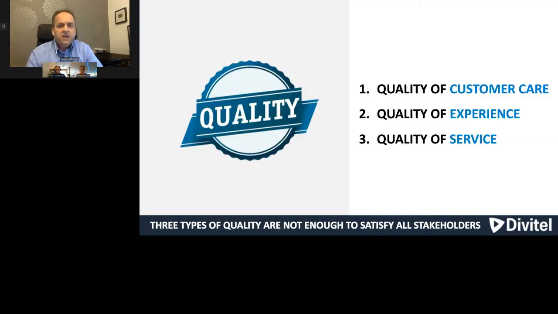The quality of any video service can be evaluated by practically three dimensions. The first one is the quality of customer care, the second is the quality of experience, and the third is the quality of service. The quality of customer care is the area where a lot of perceptual value can be gained or lost. In theory, the information that is generated from the CRM or the OSS, BSS, or other customer-related systems should enable the customer care folks to do that job.